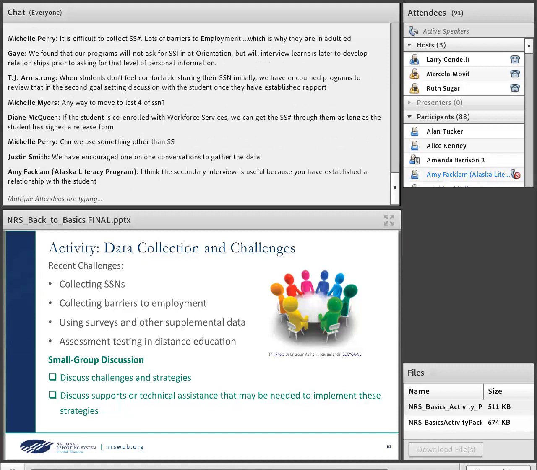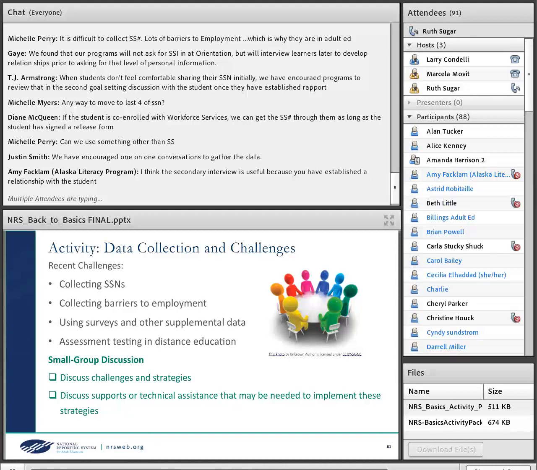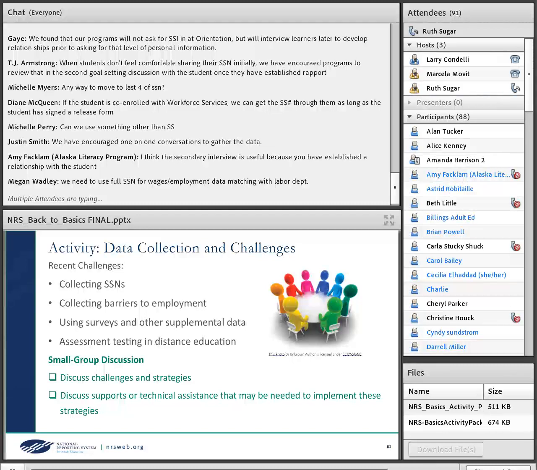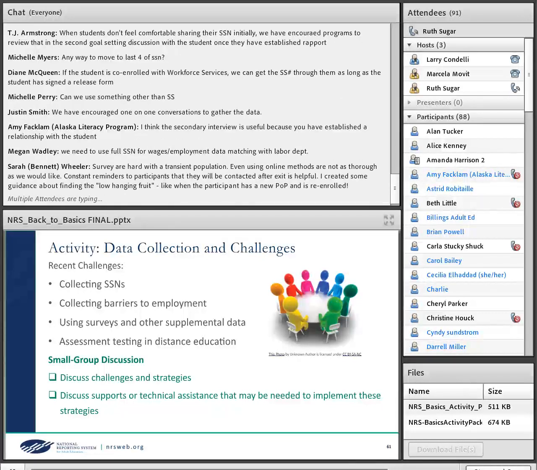Okay, so if the student is co-enrolled with Workforce Services, we can get the Social Security number as long as the student has signed a release form. I don't know how many people are using release forms. That's a good idea. Using something other than Social Security numbers, yep, there are ways to do that. Larry can talk about that. We have encouraged one-on-one conversations about data. Great.